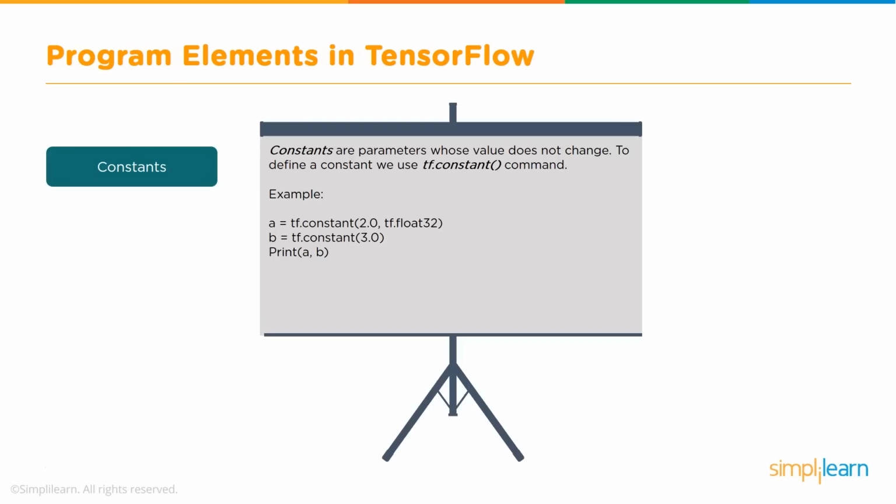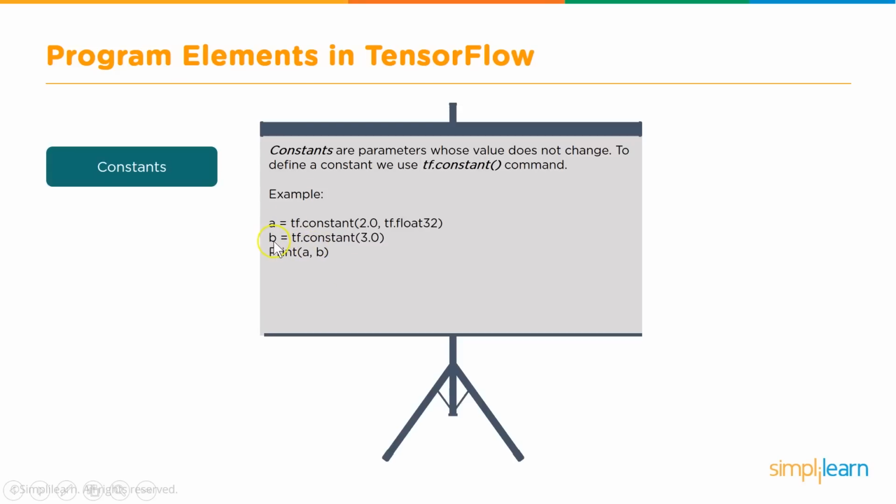So constants are like variables which cannot be changed. For example, this is how you define a constant, by the way. The simplest format is like this, for example, b is equal to tf.constant, and then you give a value here. A slightly more advanced version is you also specify the type. So you say tf.constant 2.0, tf.float32. So the type is float. Now, in case of constants, during the computation you cannot really change these values.